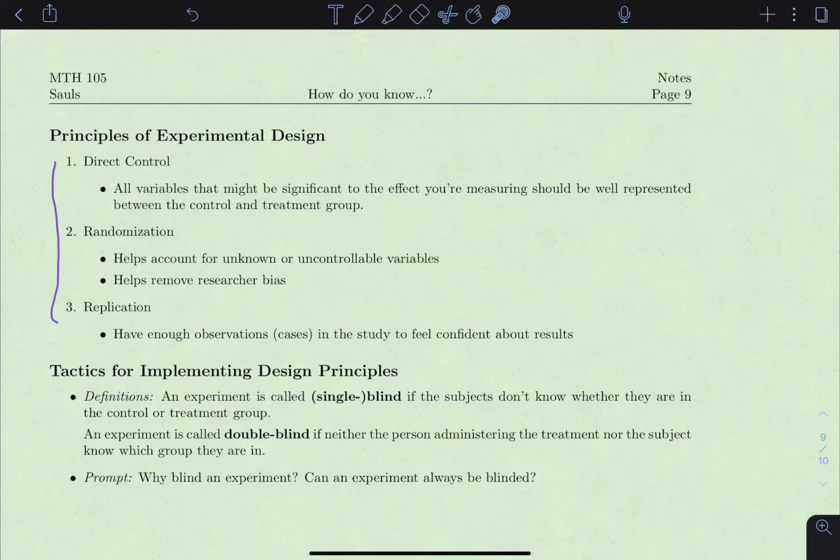You also often hear replication in relation to an experiment where the methods were listed well enough that another research team could go and recreate that experiment. But recreating an experiment is a little bit different than the replication that we're talking about here. Replication here just means having enough members in your study to feel confident about the results, that you really do have a sample that is representative.